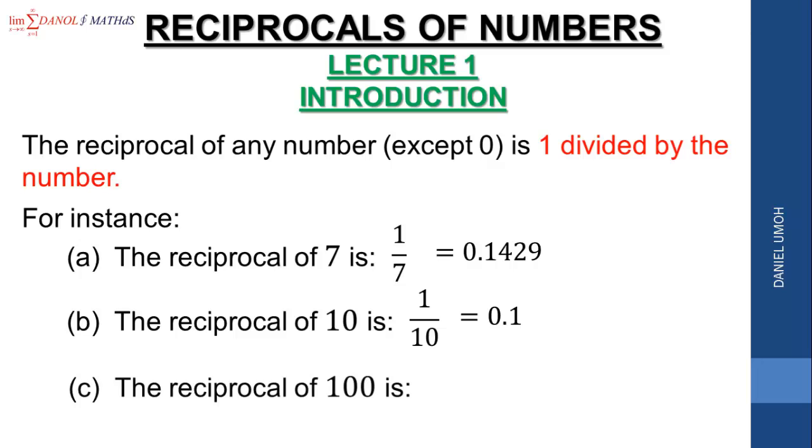Okay, another example: the reciprocal of 100 is what? 1 over 100. And that 1 over 100, if you do your arithmetic or use your calculator, you see is 0.01.